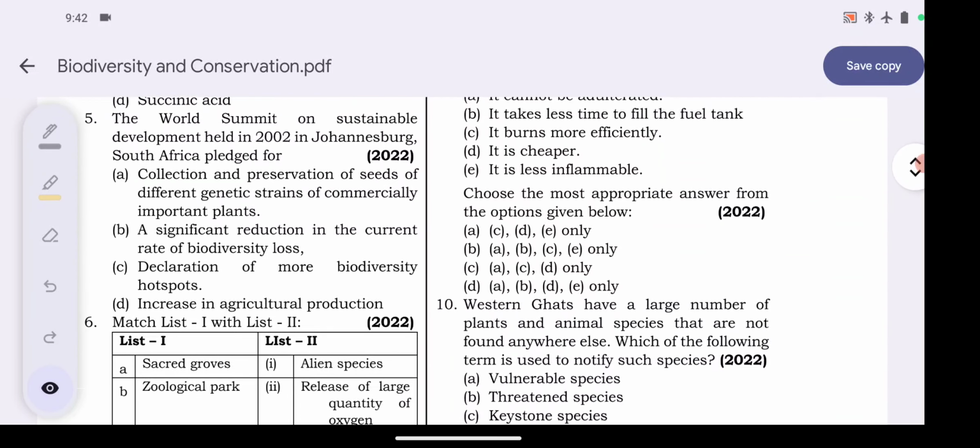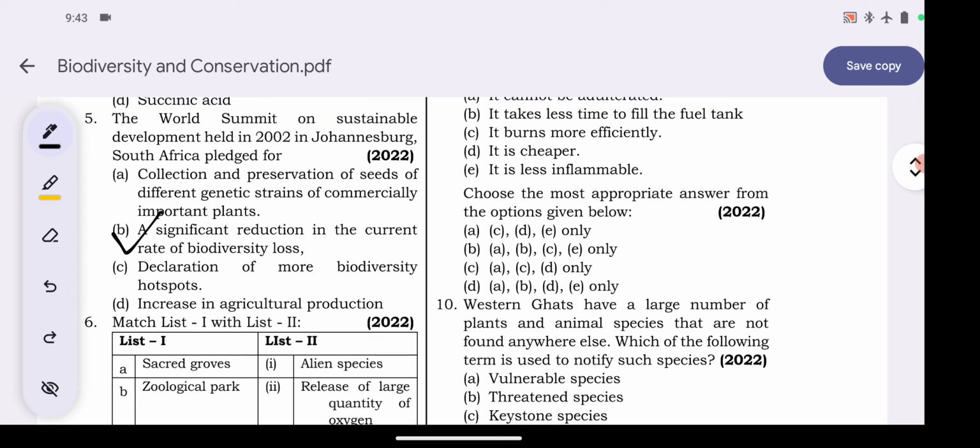Question number 5. The World Summit on Sustainable Development held in 2002 in Johannesburg, South Africa, pledged for option A, collection and preservation of seeds of different genetic strains of commercially important plants. Option B, a significant reduction in the current rate of biodiversity losses. Option C, declaration of more biodiversity hotspots. And option D, increase in agricultural production. So here the answer will be option number B, that is a significant reduction in the current rate of biodiversity losses.